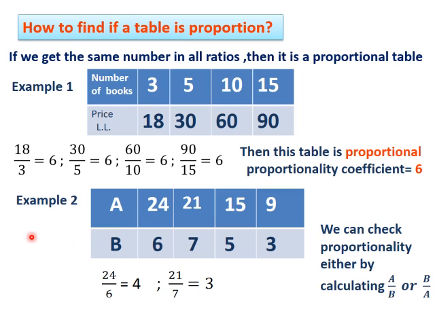Example number 2, we have a table as well. The first row is for A and the second row is for B. The first ratio is 24 over 6, it's equal to 4. The second one is 21 over 7, it's equal to 3. Then this table is not proportional. We can check proportionality either by calculating A over B as we have done, or B over A.